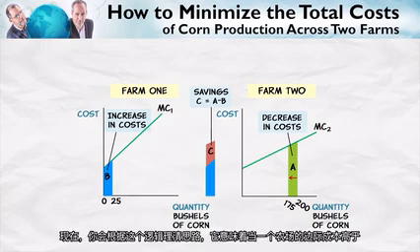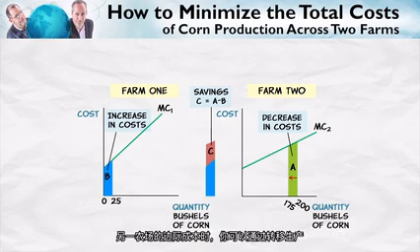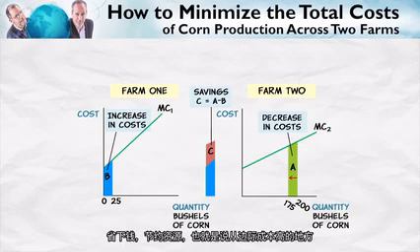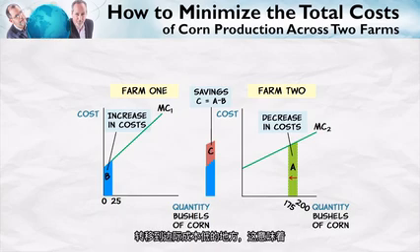Now, if you follow through this logic, it implies that whenever the marginal cost on one farm is higher than the marginal cost on the other farm, you can save money, you can save resources by transferring production from where the marginal cost is high to where the marginal cost is low.